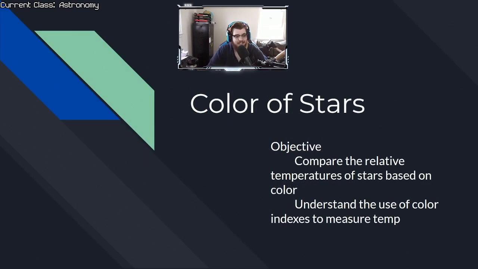Now we're on to section 17.2, halfway through our stuff. Okay, anyway, I'm going to talk about the color of stars. Our objectives in this mini section are to compare the relative temperature of stars based on color and understand the use of color indexes to measure the temperature of a star.